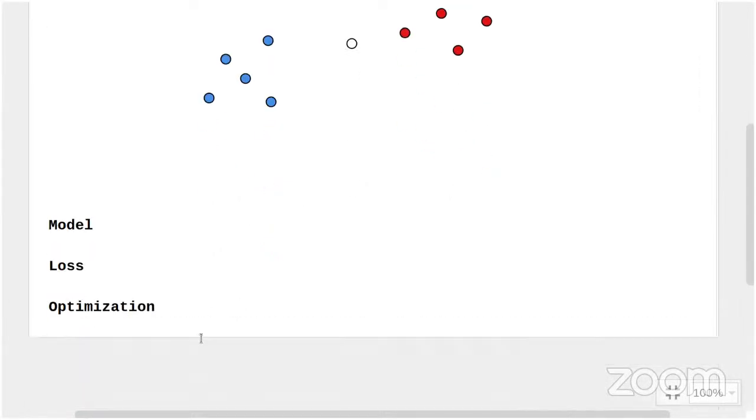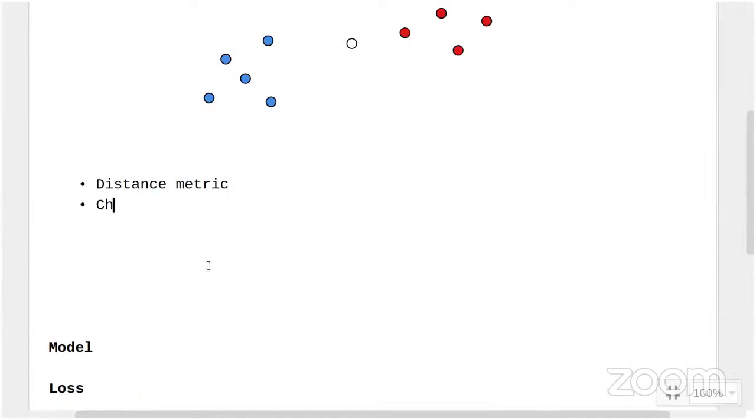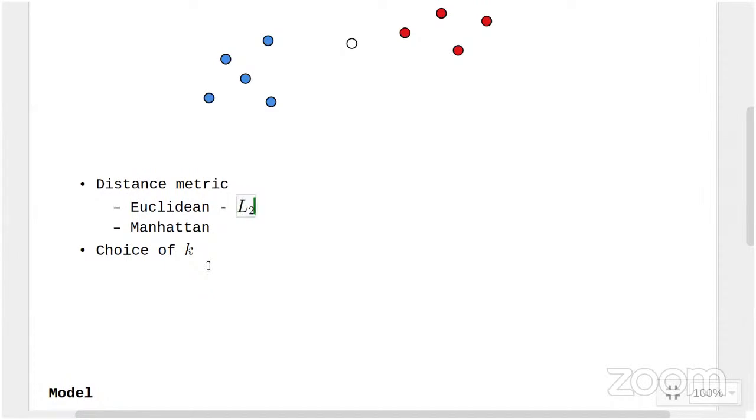Typically the issues when it comes to KNN are, one, the choice of distance metric, and the other, the choice of k. For the distance metric, typically you have Euclidean or Manhattan, so basically L2 and L1. In some sense, this is L2 and this is L1.